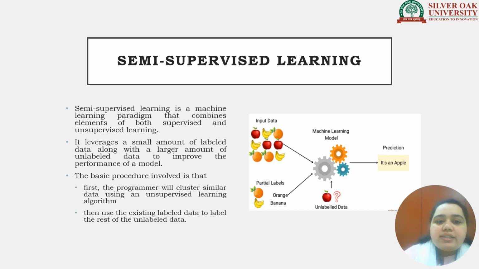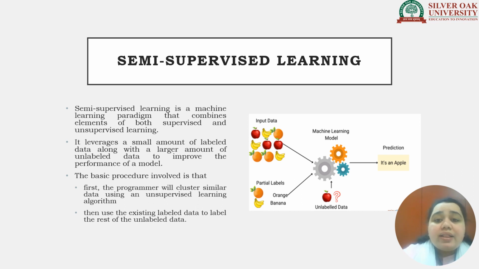Now, what does semi-supervised learning do? It can use both sorts of data, the labeled data and the unlabeled data, as it is a combination of supervised and unsupervised learning. If we have an input in which we have mixed fruits, it will use a machine learning algorithm and then predict whether the fruit is an apple, a banana, or an orange.